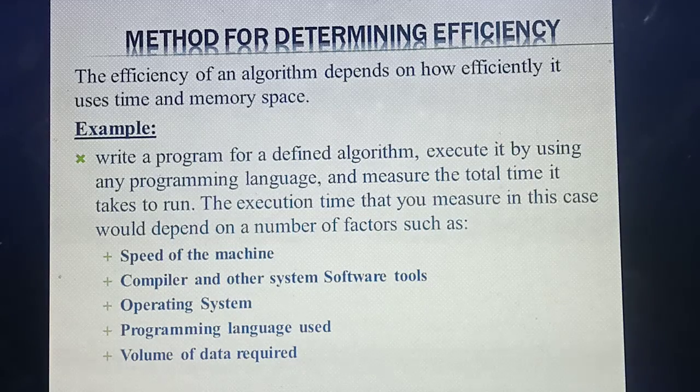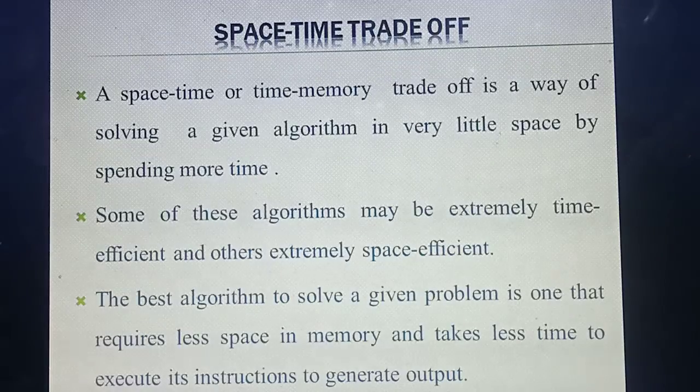So 2 GB RAM is somewhat less, the running capacity is less, but if you run the same program on 4 GB RAM, the running capacity is somewhat faster. So it depends upon the speed of the machine. Next, the compiler and other system software. What type of compiler you are using, or which operating system you are using, maybe Windows XP or 7 or 8 or anything. Then which programming language you are using. Then volume of data, meaning how much memory space you are using. So based on these factors only, you determine the efficiency of an algorithm. Okay.